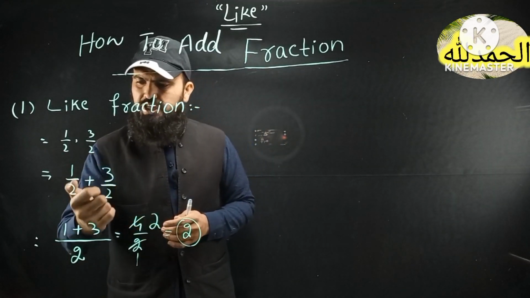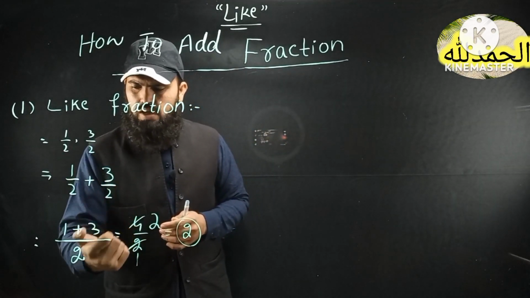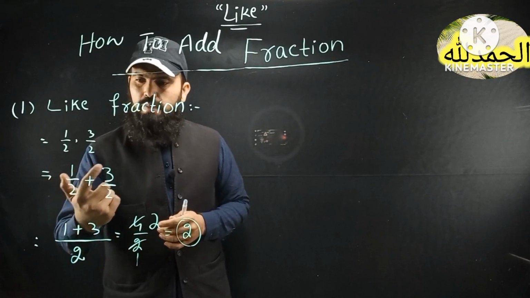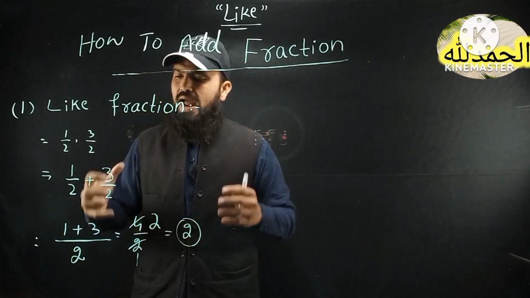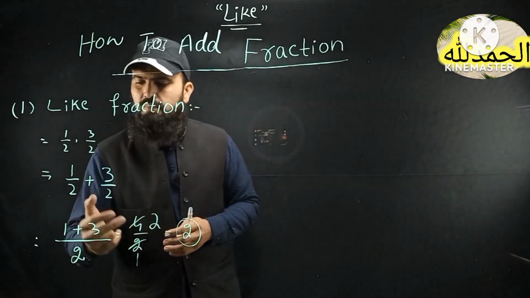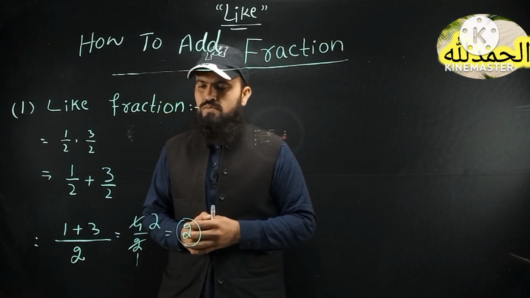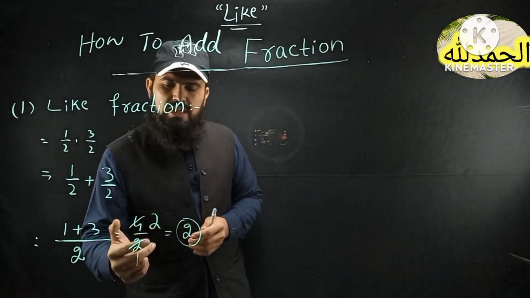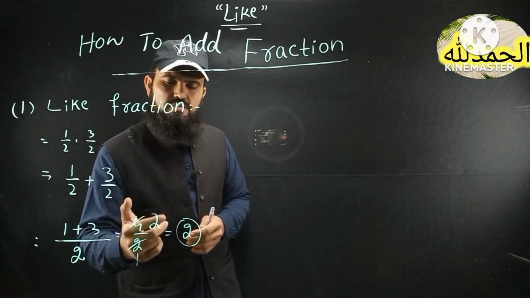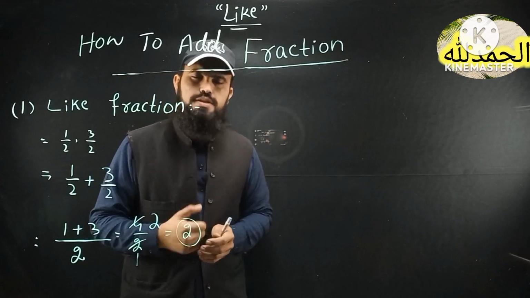So we take one denominator here, and the numerators above are added with each other. 1 plus 3 is 4. 4 divided by 2. And 2 times 1 is 2 and 2 times 2 is 4. So the answer is 2.